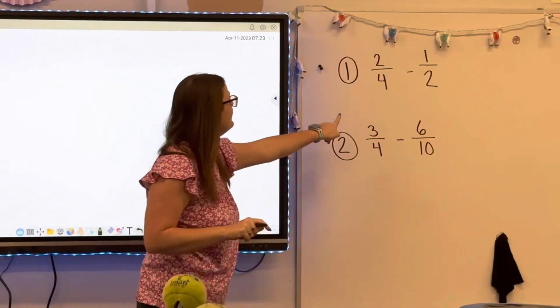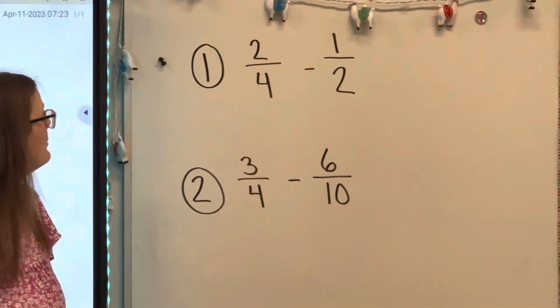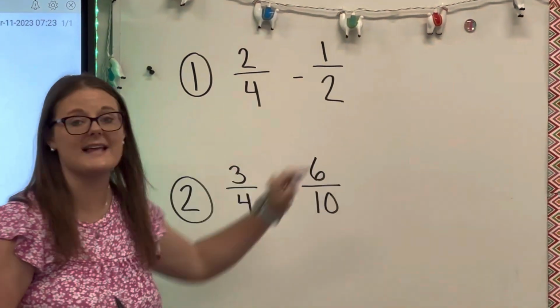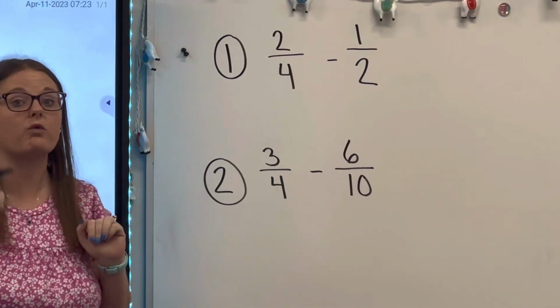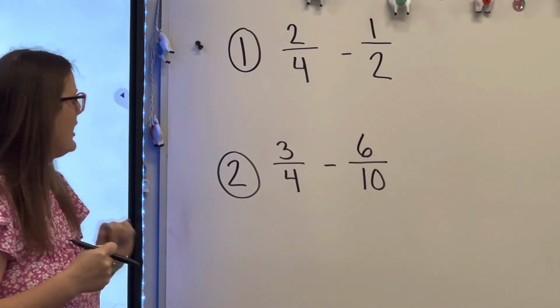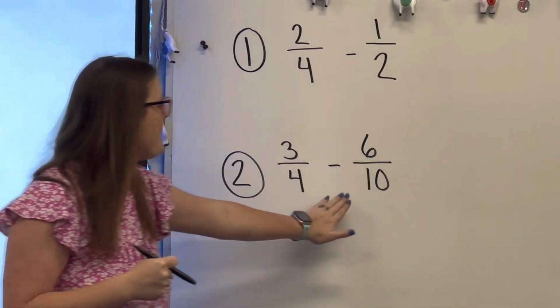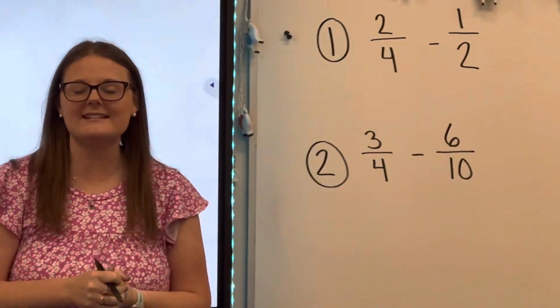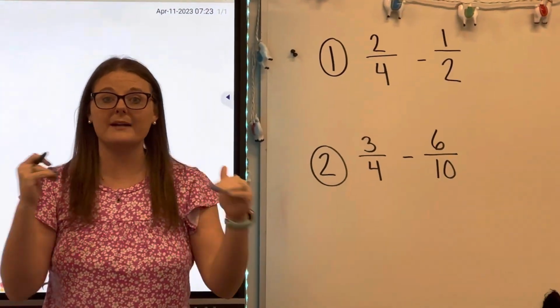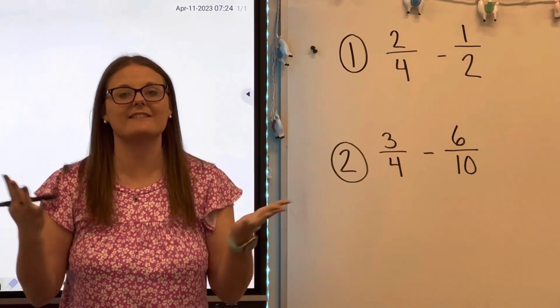I've got 2 problems for you to try at home with your child. 2/4 minus a half. They should be able to see right away that there's an equivalent fraction there. And then 3/4 minus 6/10. So try these at home. Get those denominators to be 100 and let me know what you think.